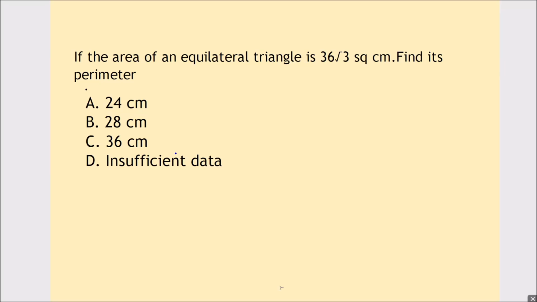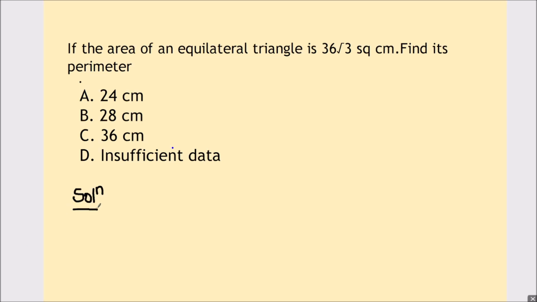Hello students, in this video we are going to learn how to find the perimeter of an equilateral triangle when the area of an equilateral triangle is given as 36 root 3 square centimeter. We have been given 4 options. This is a very important MCQ for class 10th and 12th math syllabus. So let's start with the solution.